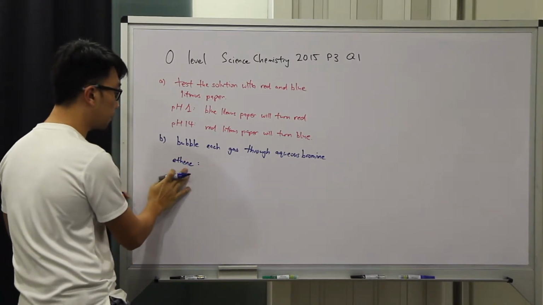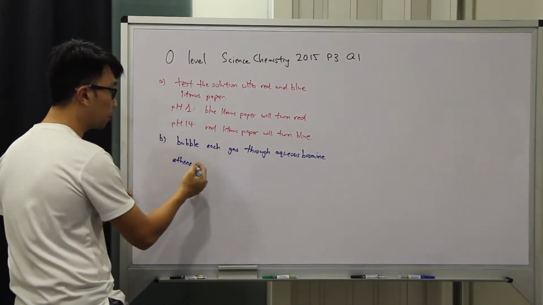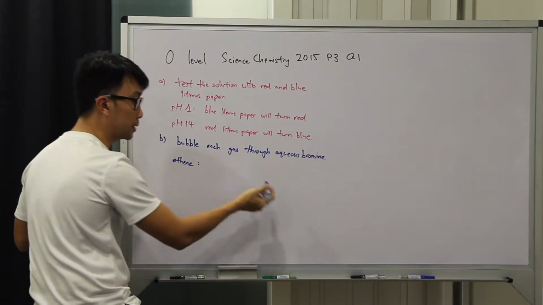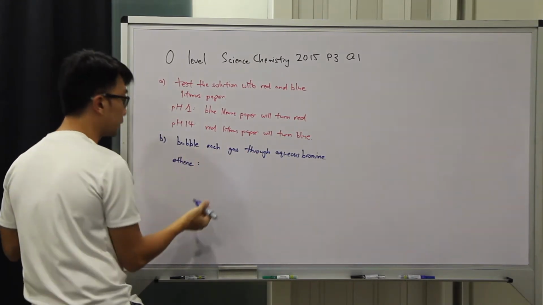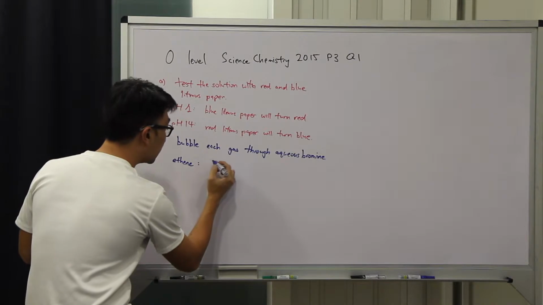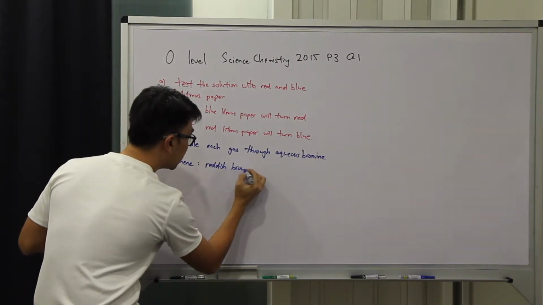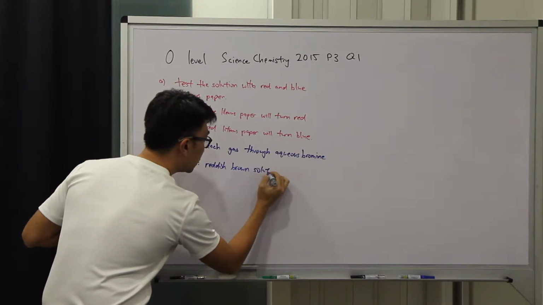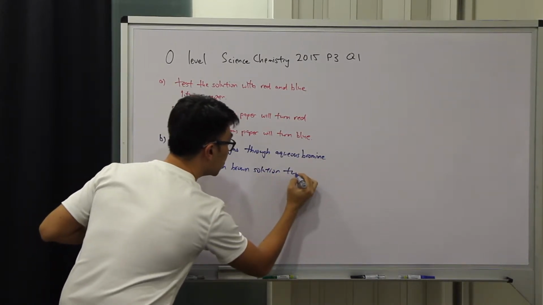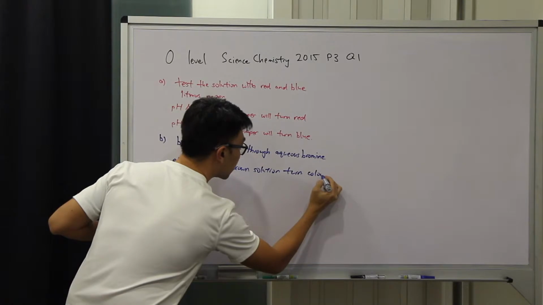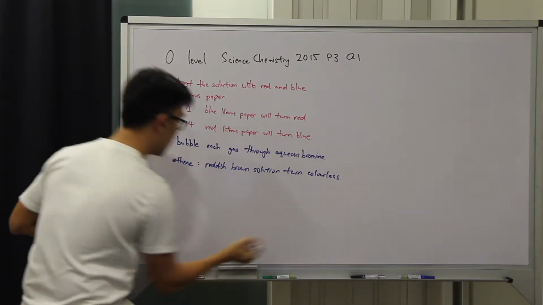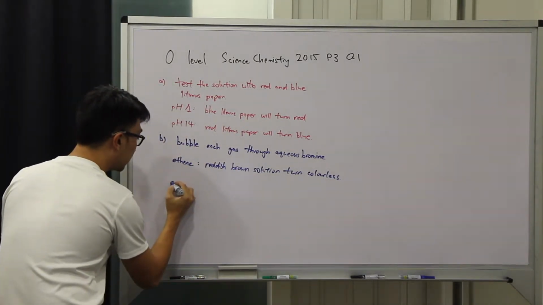For ethene, because of the presence of the double bond, it will react with the bromine, and so the bromine will turn colorless. The reddish brown solution will turn colorless. What about ethane?